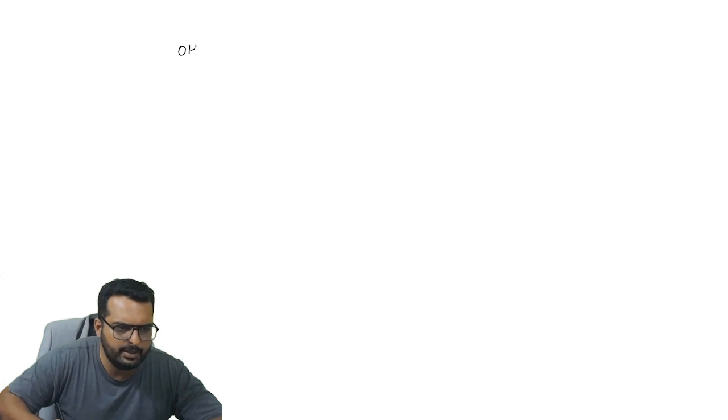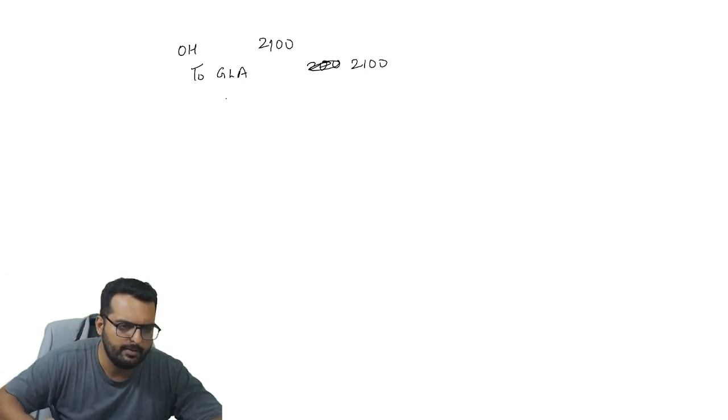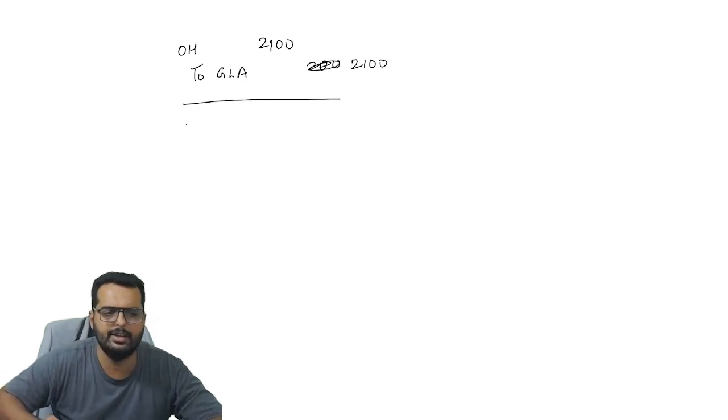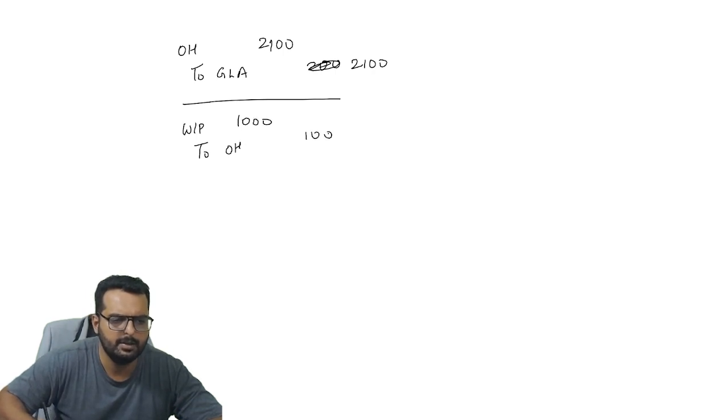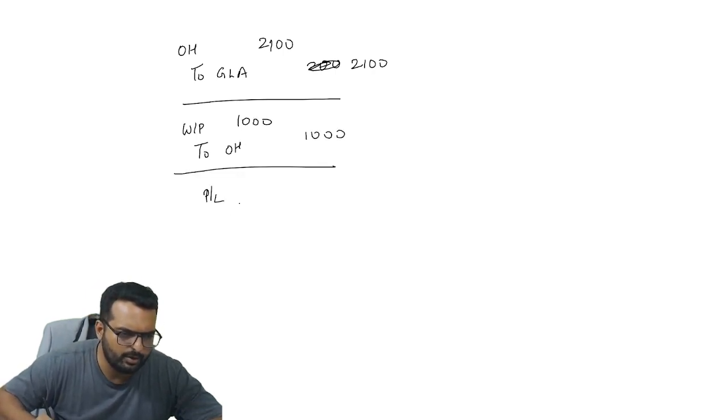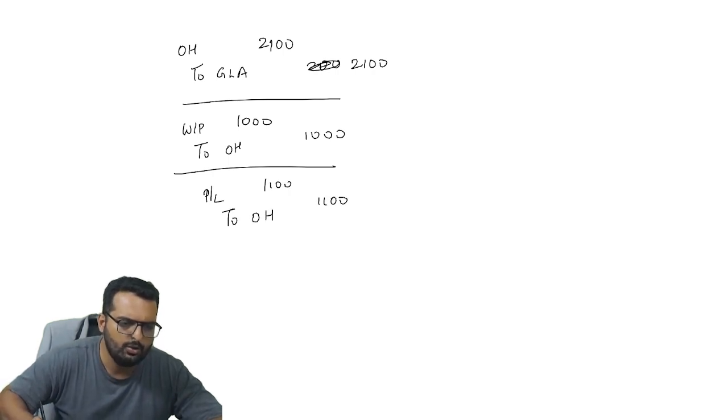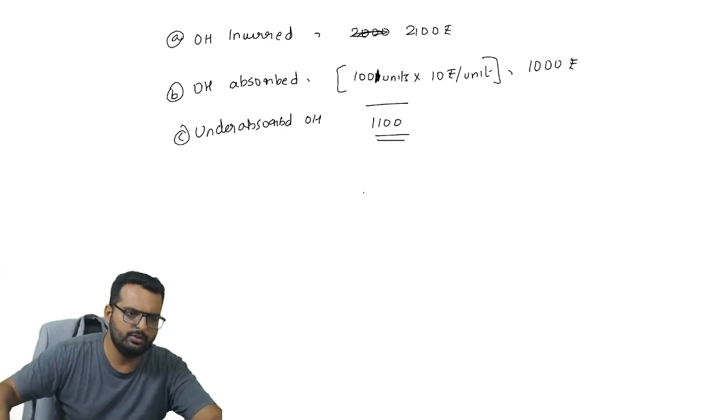Or the entry will be overheads account debit to general ledger adjustment. Okay. After this, what will be the next entry? WIP account debit to overhead. The last one will be what? P&L to overhead will be 1100. Write down this in your books now, friends.